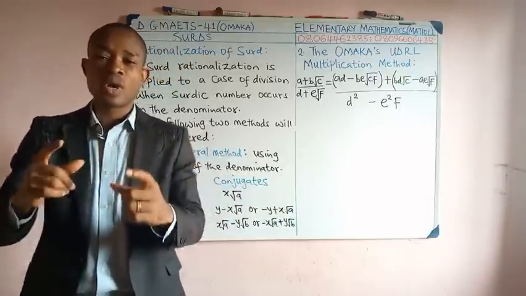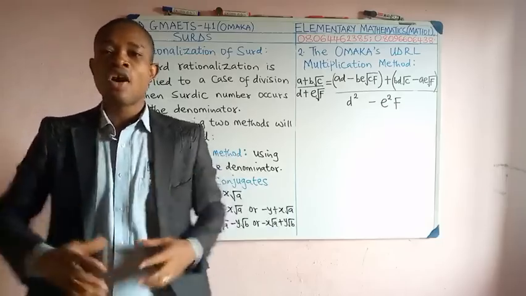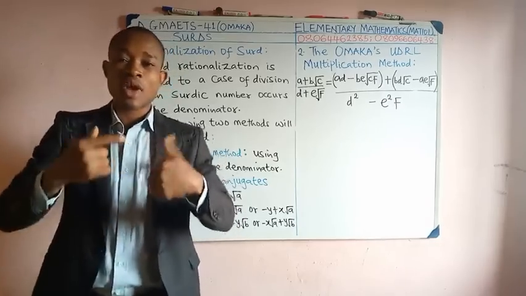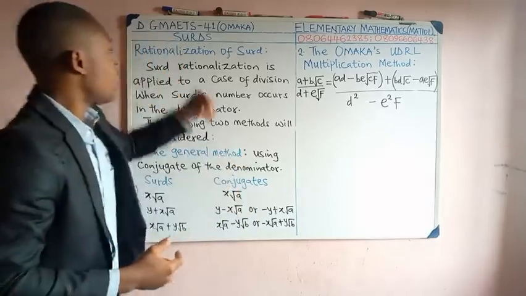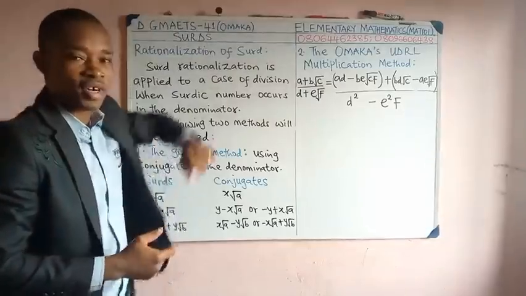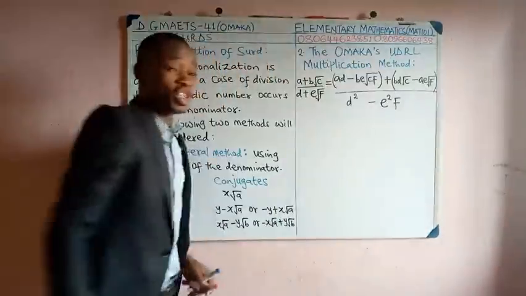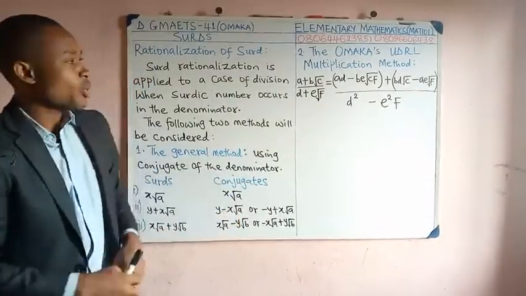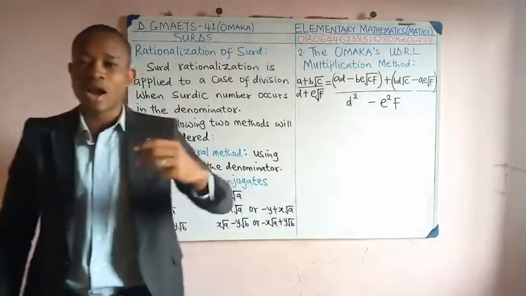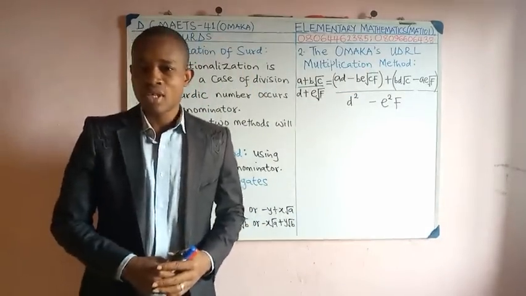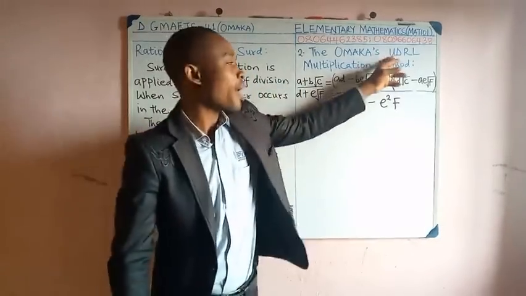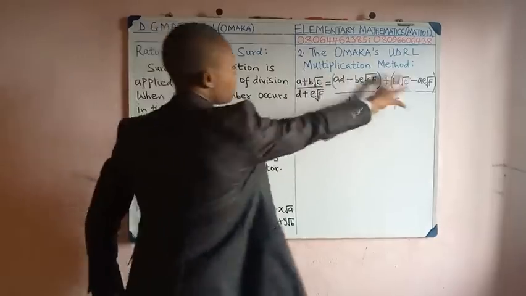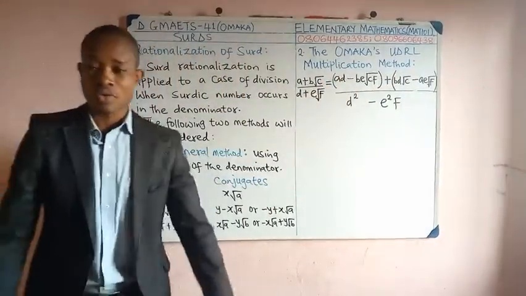First, we rationalize surds once we see a surdic number in the denominator of a given problem. Once you see the denominator is roots something, you need to rationalize. Is that okay? Good. How do we now rationalize? We've got two methods we are going to apply here. We have the general method, where we apply the conjugate of the denominator principle. And then we're going to also talk about the Omaker's UDRL multiplication method. The UDRL means up and down, right and left multiplication method. Of course, that's how we go about obtaining this formula that we use in solving surd rationalization.